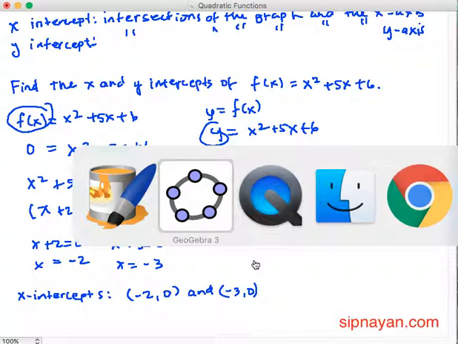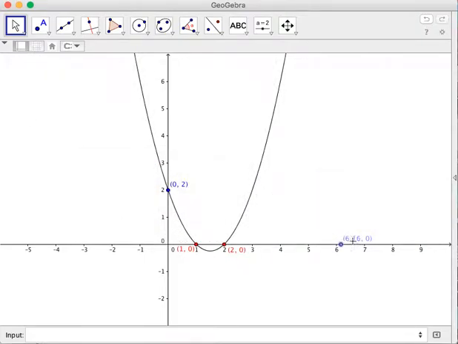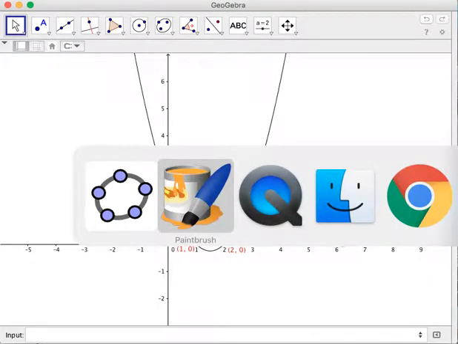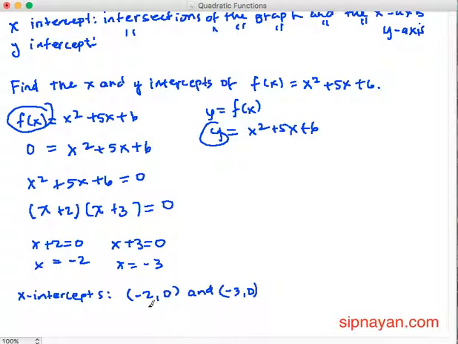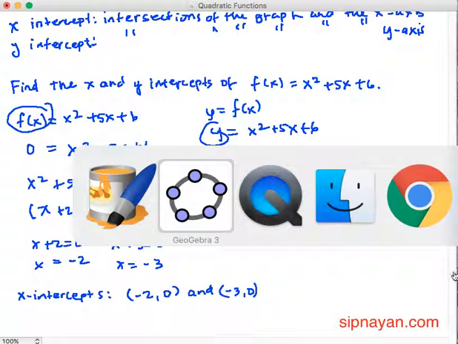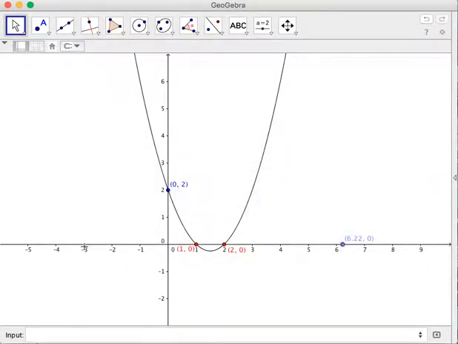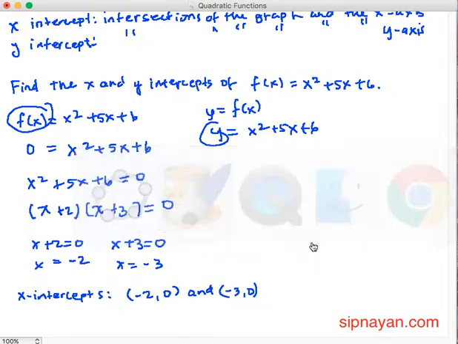Ano ibig sabihin nun? Pwede na natin ito burahin, no? O, later na lang natin buburahin. Ibig sabihin pala yan, nagpa-pass through yung function sa negative 2, 0 tsaka negative 3, 0. So, pwede natin i-draw dito. Negative 2, 0 is here. Sa point na to. And then negative 3, 0. Okay. And then we get the y-intercept.